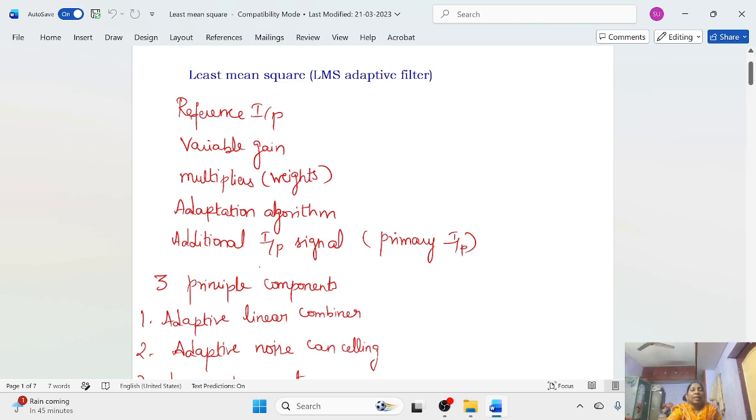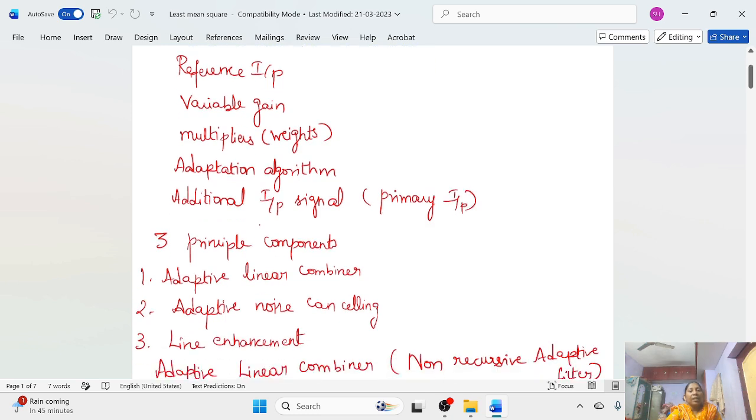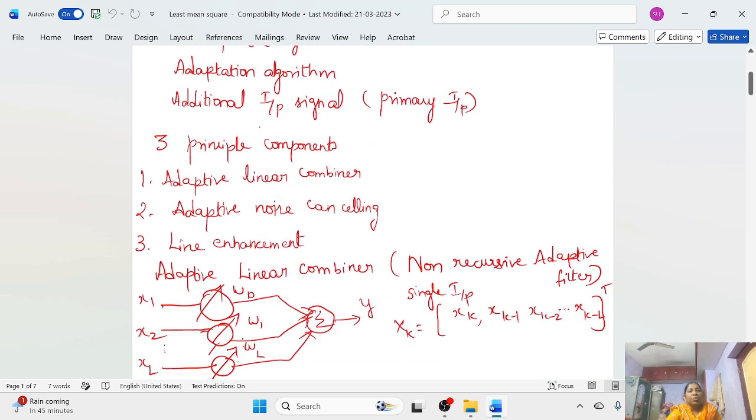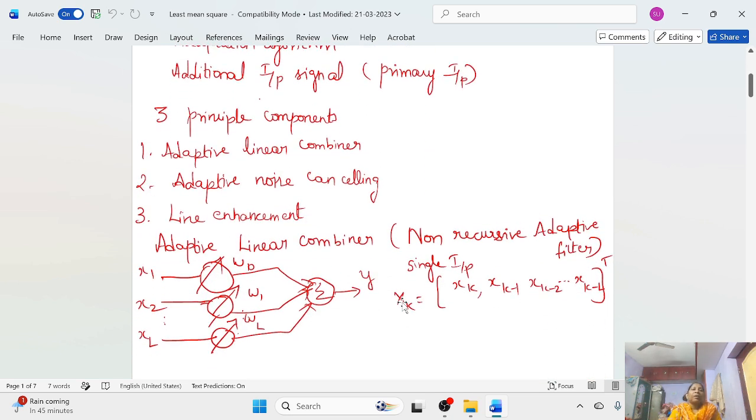Now, in this LMS adaptive filter, we have three principal components: adaptive linear combiner, adaptive noise cancellation, and line enhancement. These three are the important principal components, and one by one we are going to study them now. First, what is the adaptive linear combiner? Here we call it a non-recursive adaptive filter, that means it does not have any feedback. That's why it is called non-recursive.